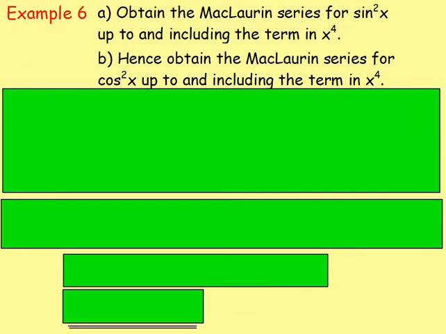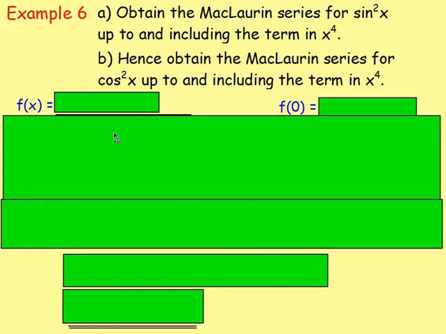Example 6. A. Obtain the Maclaurin series for sine squared x up to and including the term in x to the power of 4. And B. Hence obtain the Maclaurin series for cos squared x up to and including the term in x to the power of 4. So to do this, we know that we are starting off with our function sine squared x, and we would have to differentiate it.